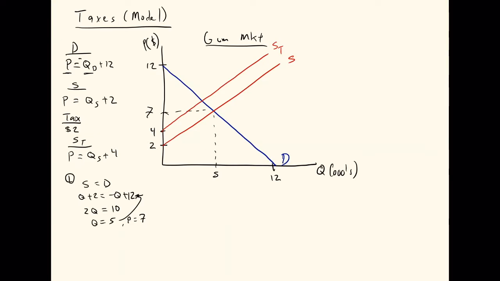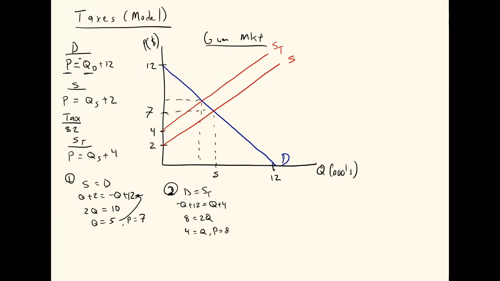Now we want to find, once again, the intersection of demand and supply T. So this would be number 2 here. We're going to set demand equal to supply sub T: negative Q plus 12 equal to Q plus 4, resulting in 8 equals 2Q, or 4 equals Q. Substituting back in for price, and we have price equal to 8.